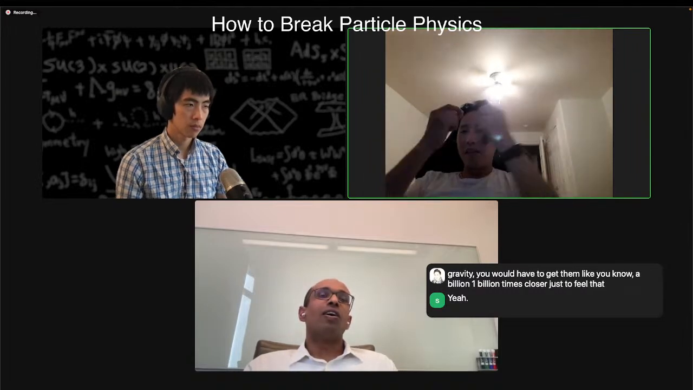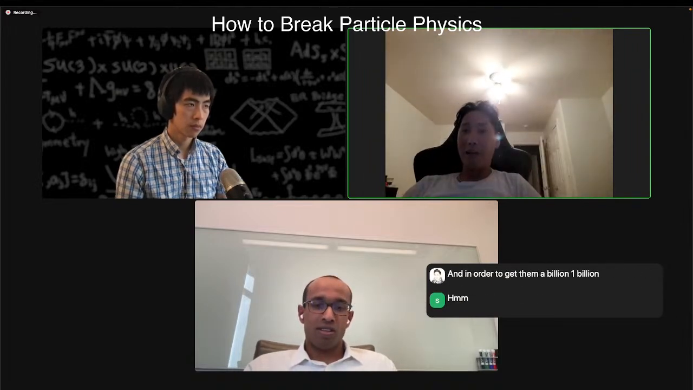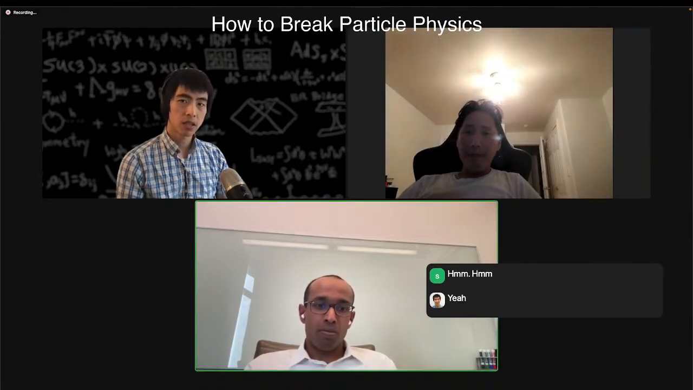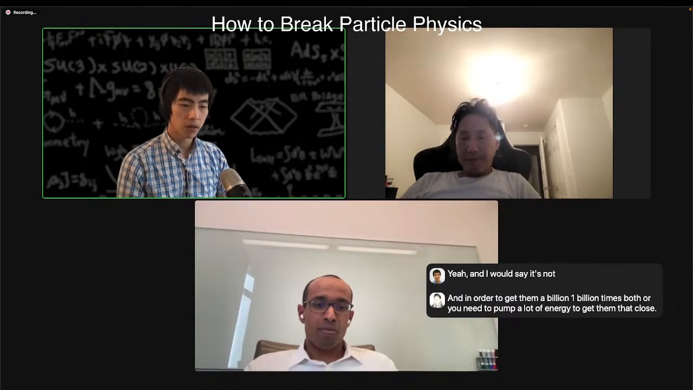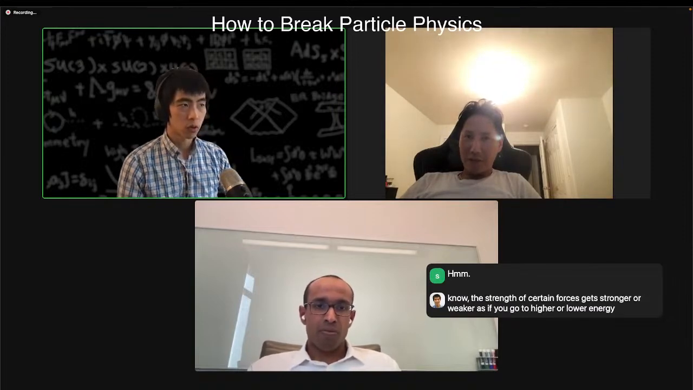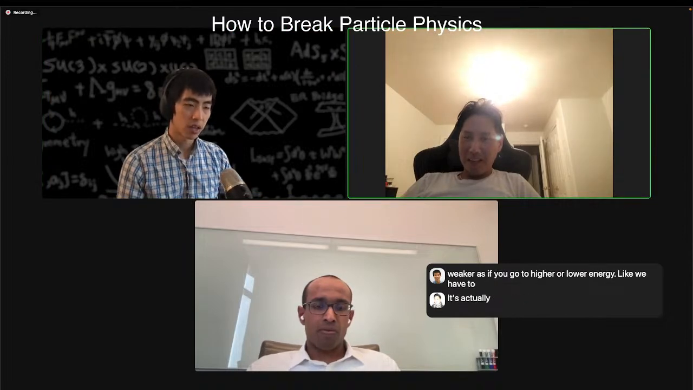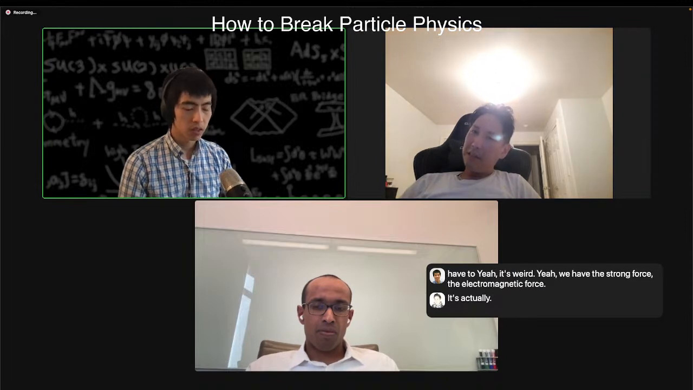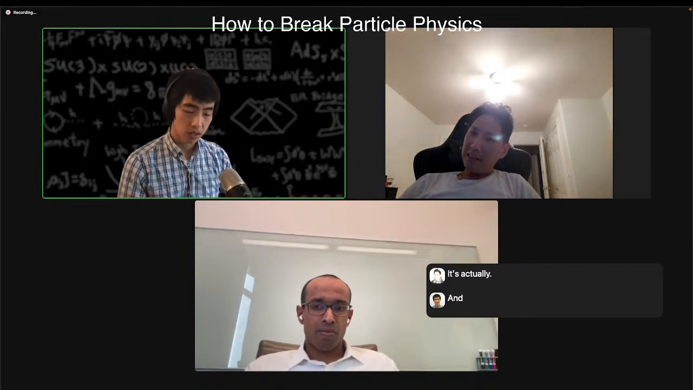that effect. And in order to get them a billion times closer, you need to pump a lot of energy to get them that close. And I would say it's not obvious why the strength of certain forces gets stronger or weaker as you go to higher or lower energy. It's actually really weird. We have the strong force, the electromagnetic force, and the electroweak force and gravity.